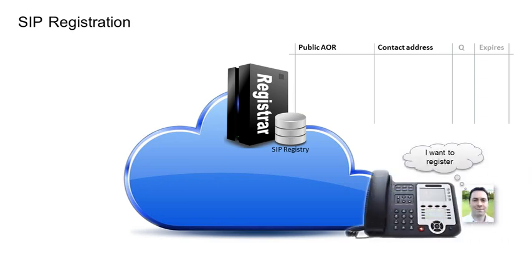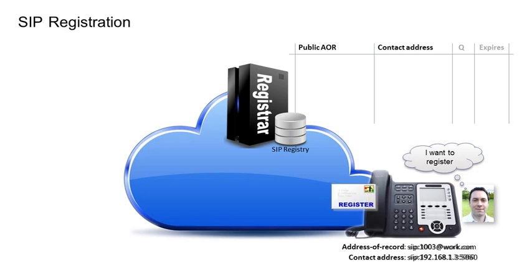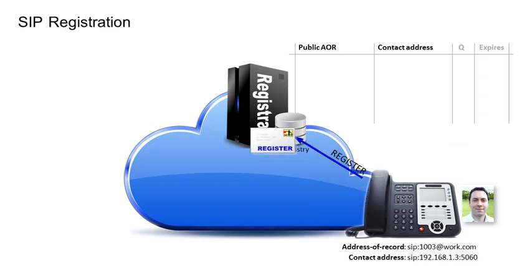If Nathan here wants to register with the registrar, he takes his public address of record and his private contact address, packages them in a SIP register request and sends them off to the registrar.